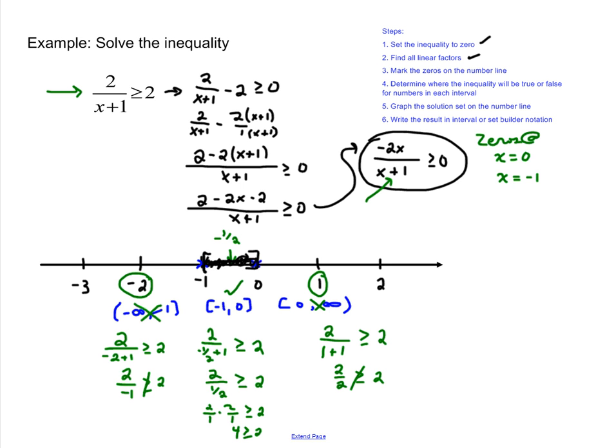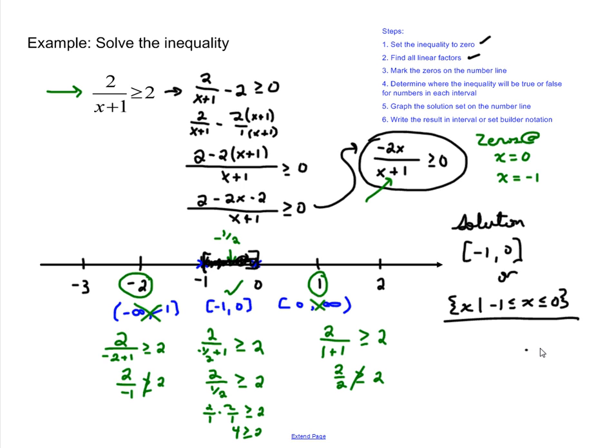So, in our interval notation, we'll write out our solution as the set from negative 1 to 0, or in set builder notation, the set of all values of x such that x is between negative 1 and 0. That's our solution set, so we're done. That's what we were looking for.